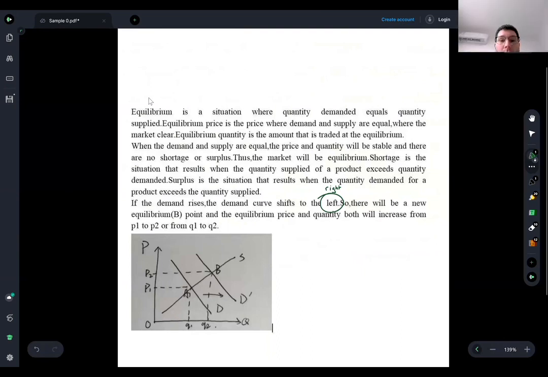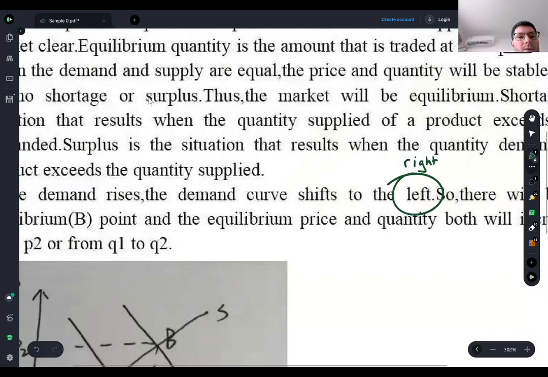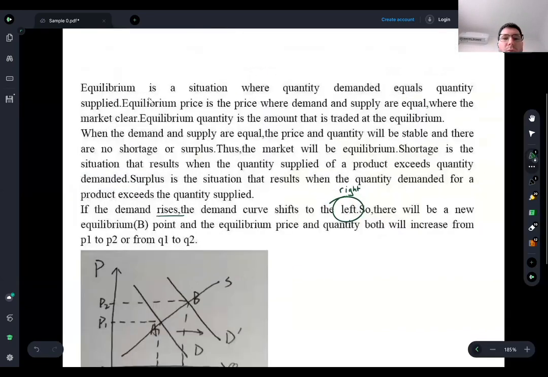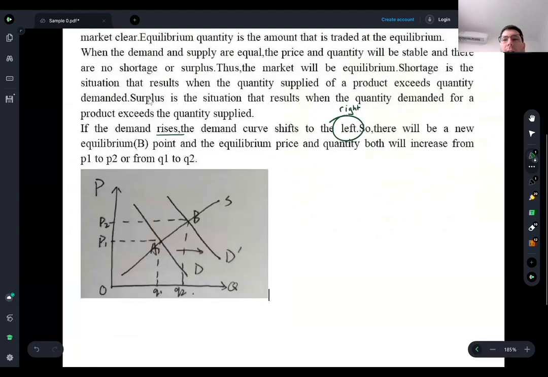Okay. So yes, thank you very much, Shoaib. You've identified one mistake here. Obviously, the demand shifts rightward, not leftward. Yes, the demand rises. This is what the student has indicated there. So an increase or rise in demand is represented by a rightward shift, definitely not by a leftward shift. And the diagram accurately shows a rightward shift.